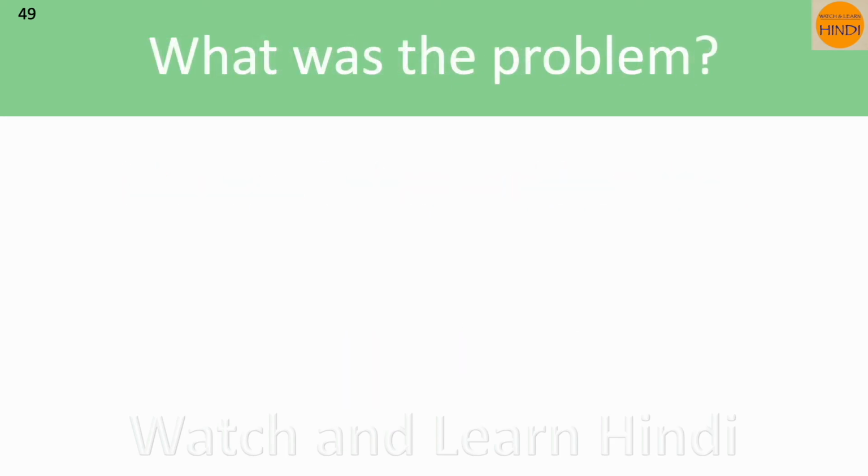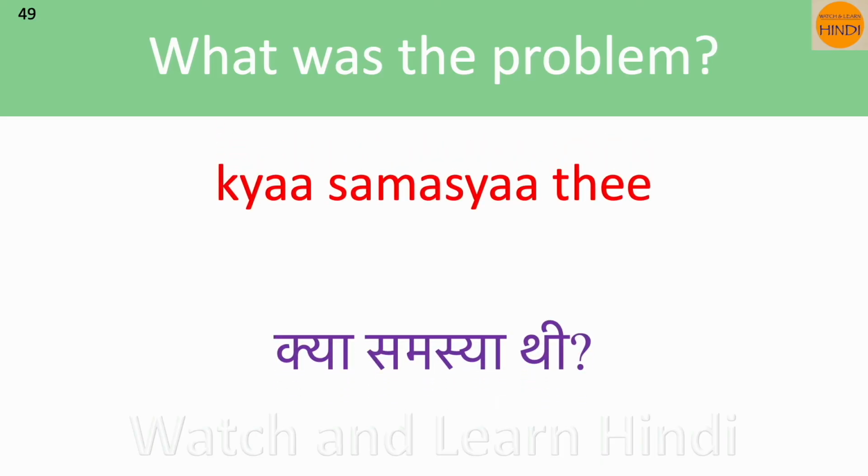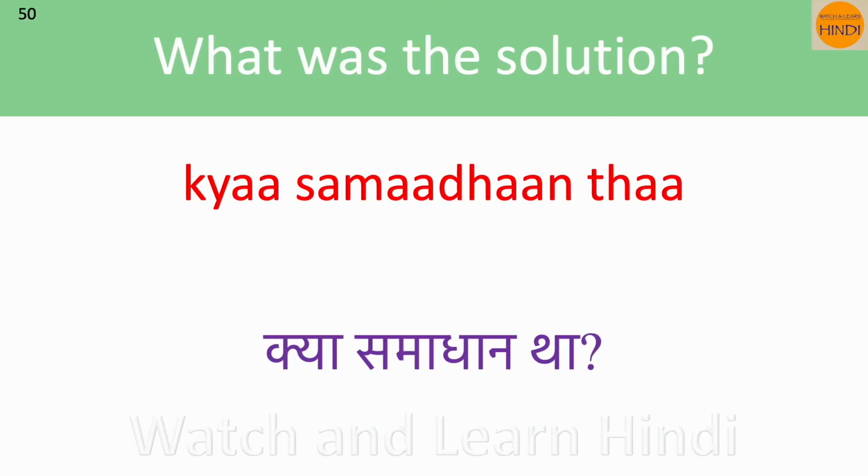What was the problem? क्या समस्या थी? क्या is what. समस्या is problem. क्या समस्या थी. What was the problem? What was the solution? क्या समाधान था? क्या is what. समाधान is solution. क्या समाधान था? What was the solution?